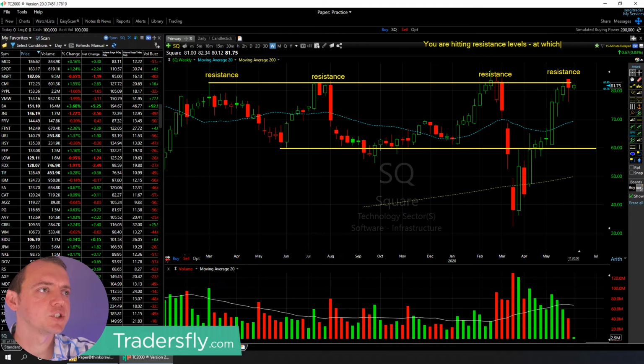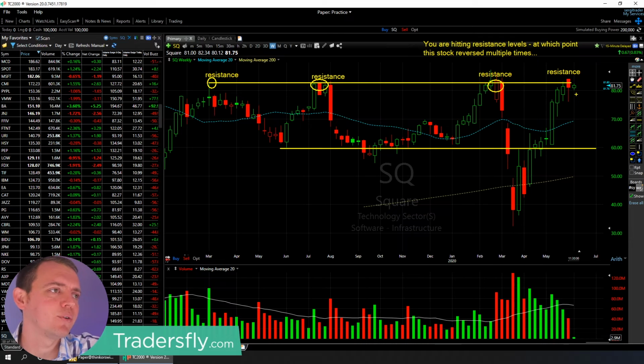levels, at which point this stock reversed multiple times. And you can see what happened at each one of these resistance points right there, where this stock was acting up. So right now we're right at it again. Can we break? I don't know. I think if you're pushing at all-time highs again, I think that would be a tough stretch, but you never know. The market or the individual stock could perform better than expected.